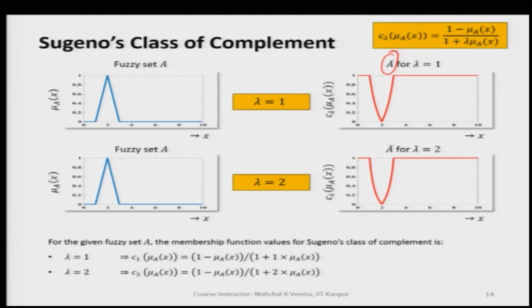So, we can use the term membership function. Similarly, for lambda equal to 2, we are getting the A complement like this. So, we see that for the complement of the fuzzy set that we get for different values of lambda, we verify that the two axioms C1 and C2 for complement are satisfied.